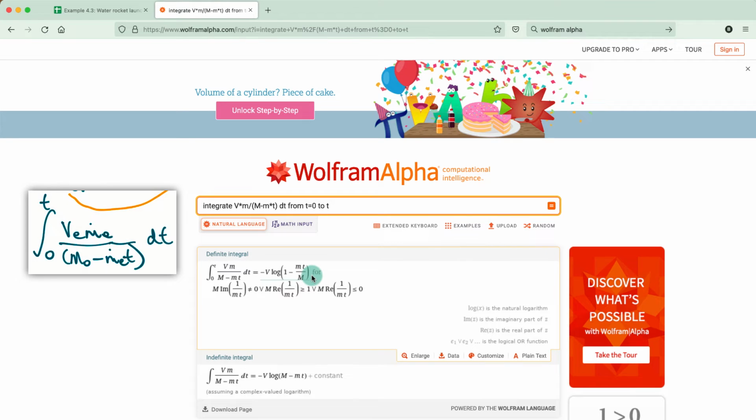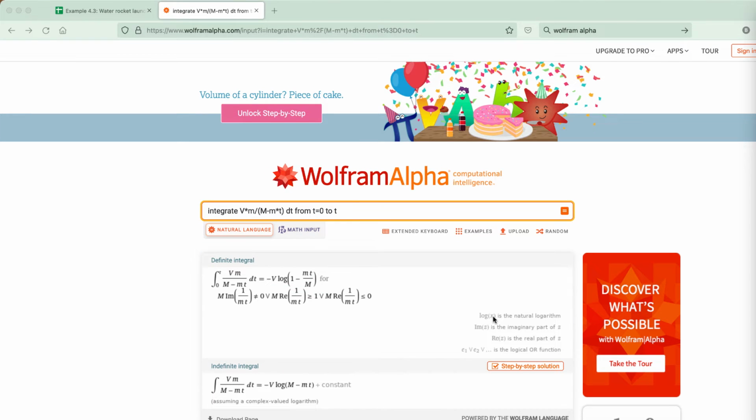What I'm going to do is take this on a slide here and just show you how that simplifies to what I wrote, because I used an integral table to solve this. And one thing to note as well is when they write log, I've written that as ln. And so they say here actually that log x is the natural logarithm. So you can see that they're actually using that log to mean ln.